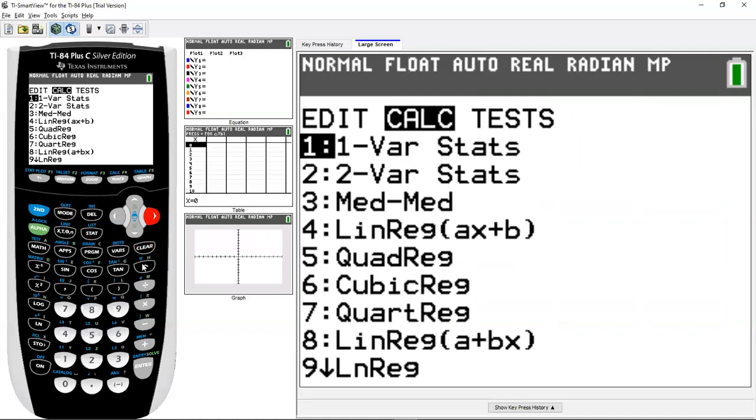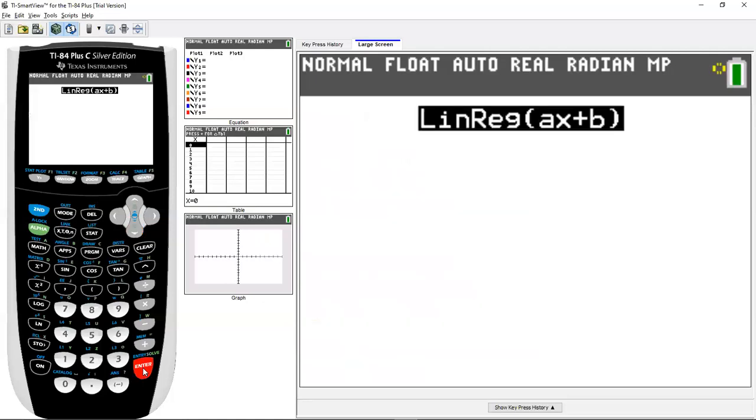So you've got the 1-Var Stats, which we've done previously. We're going to arrow down to here where we're going to do a linear regression, LinReg, and it's going to give us an equation in the format of ax plus b. Again, you're probably more accustomed to mx plus b, but they're using a for the slope. Why? I don't know, they just did. But we're going to pick this one.